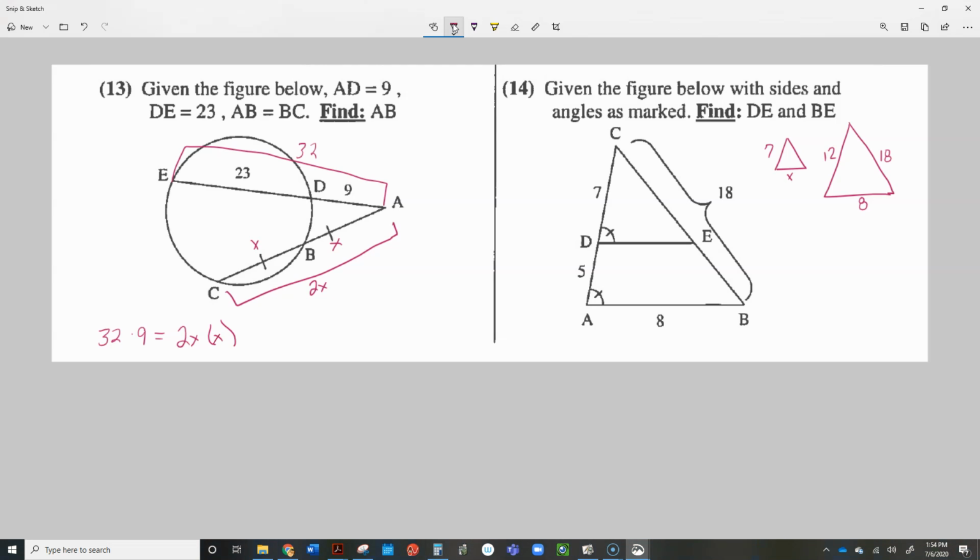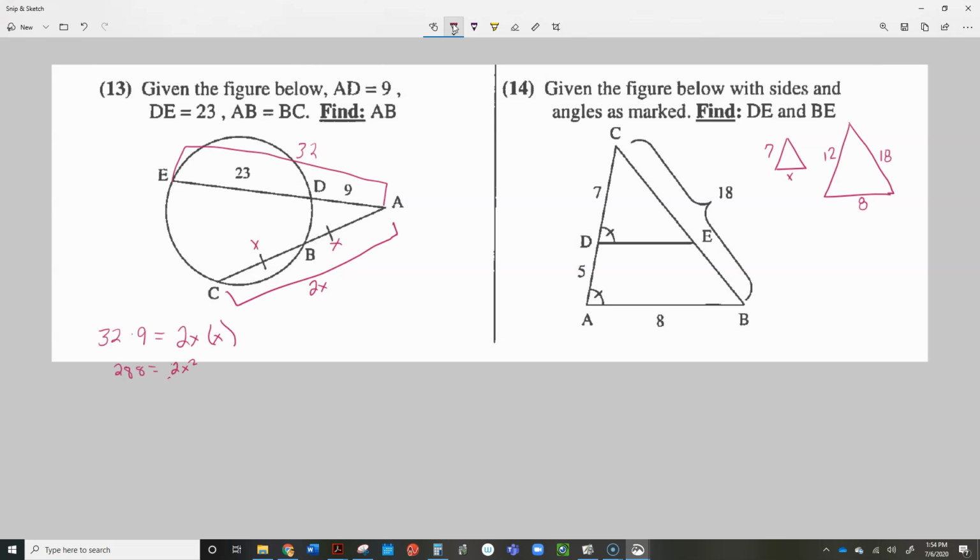And I know that these are the same because they have them marked. These two pieces are congruent. So whatever this measurement is, the other is the same thing. So the whole thing is 2x, and then the outside part is x. So 32 times 9 is 288. And 2 times 2x times x is 2x squared.